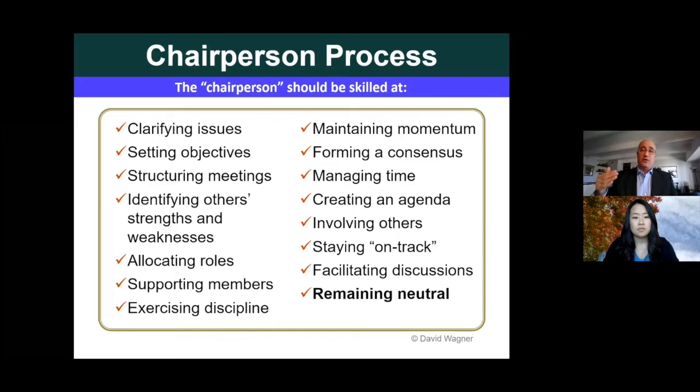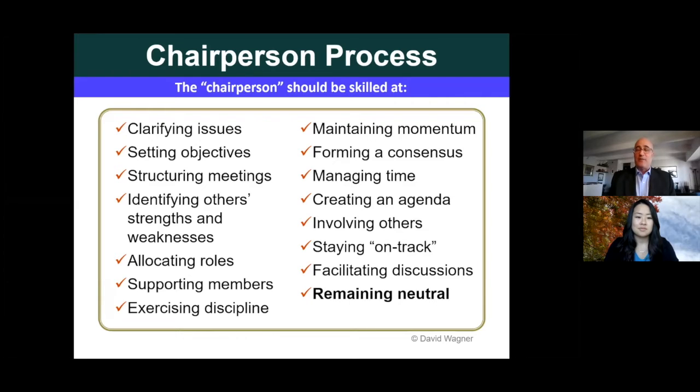Allocate roles. Do you need some help from people in the group? Do you need someone to manage the time? Want to do it yourself? Do you need somebody to take notes? Do you want to do it yourself? Let's think about that before the meeting starts. Support members as they move along. For example, just comments like, that's a great idea, that's an excellent point. That helps make a very positive atmosphere.